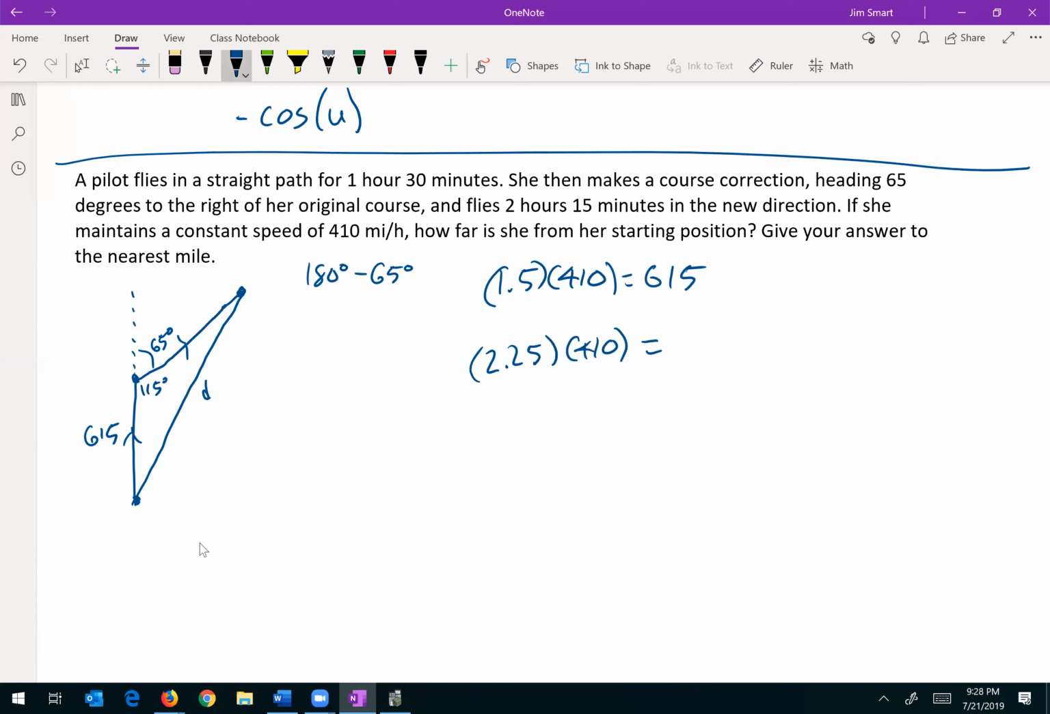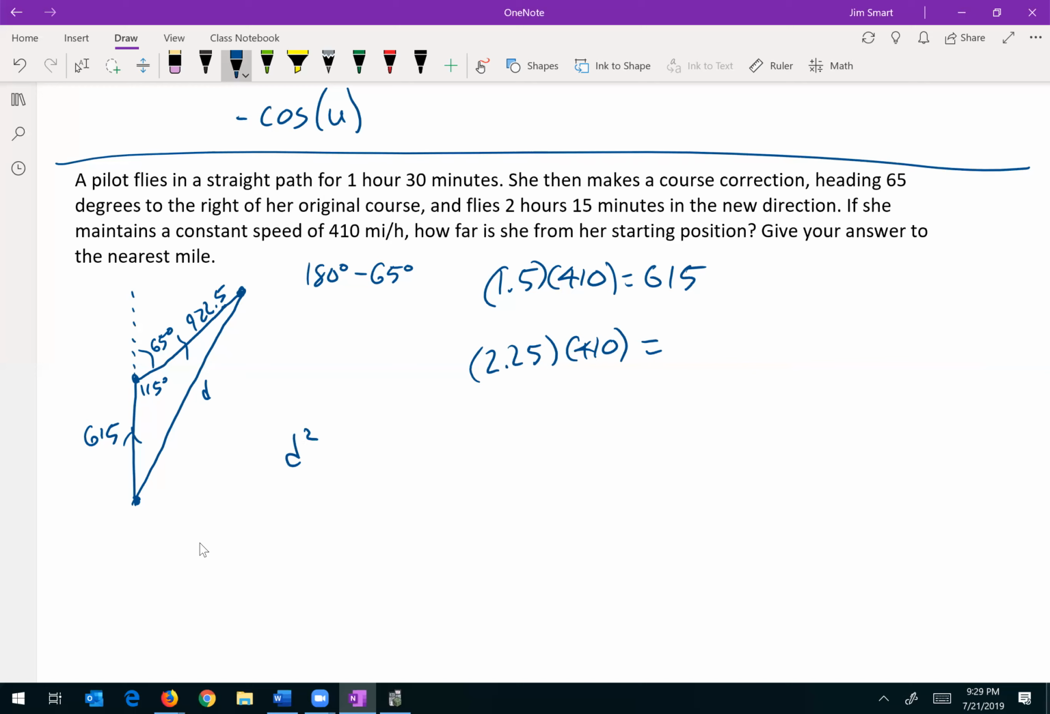922.5. Okay. So I like to use the law of sines anytime I can. Here's how you know if you can use the law of sines. You have one angle with a side opposite that you know. In this case, the only angle I have, 115 degrees, is opposite a side I don't know. So I'm going to have to use the law of cosines to find d.